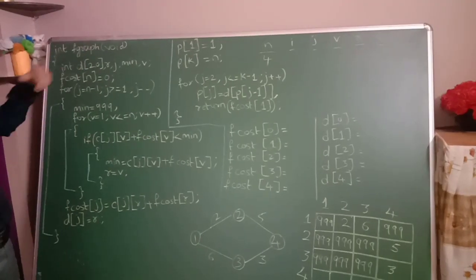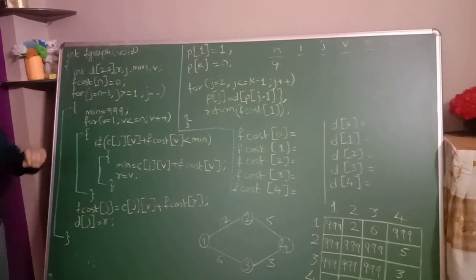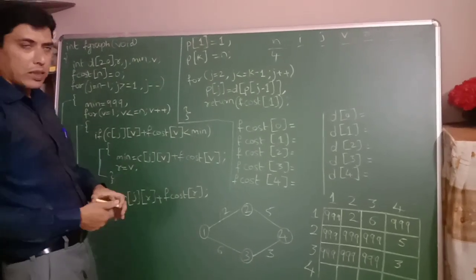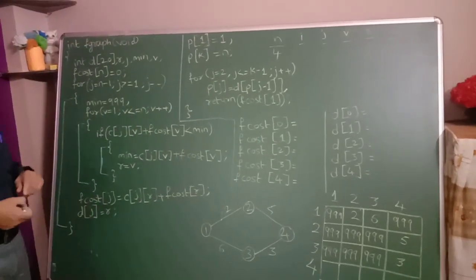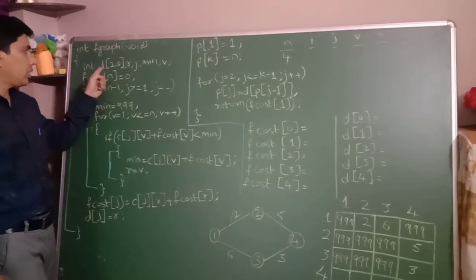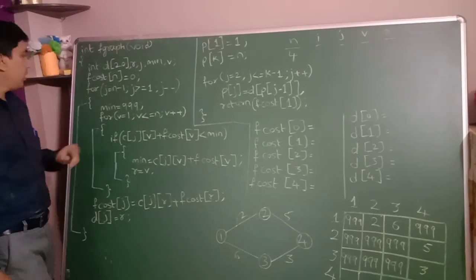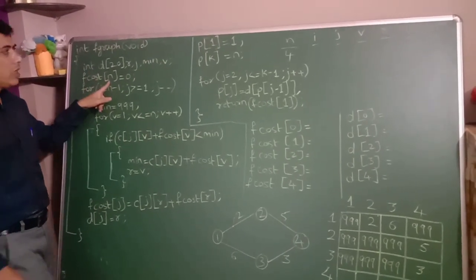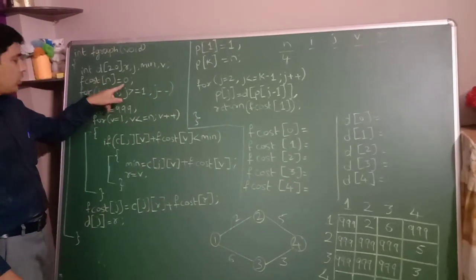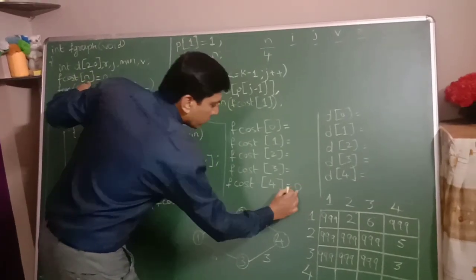So as I told, the fgraph function, int fgraph function void. This fgraph function returns the minimum cost path. Right? Let's see how this program works. I have taken a single dimensional array, that is d[20], r, j, min, v. Then fcost[n], right? So n is the number of vertices. fcost[n] is equal to 0. So n value is 4. So fcost[4] is equal to 0.